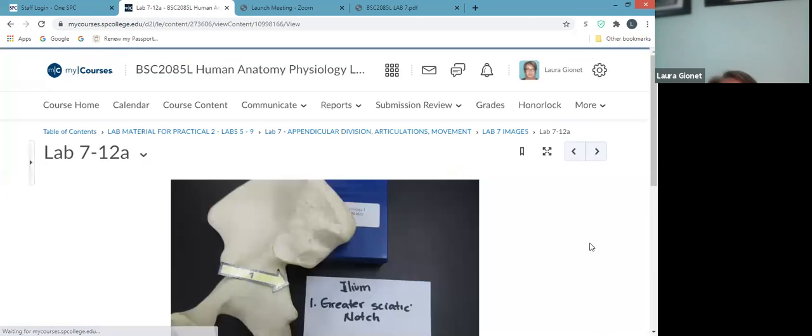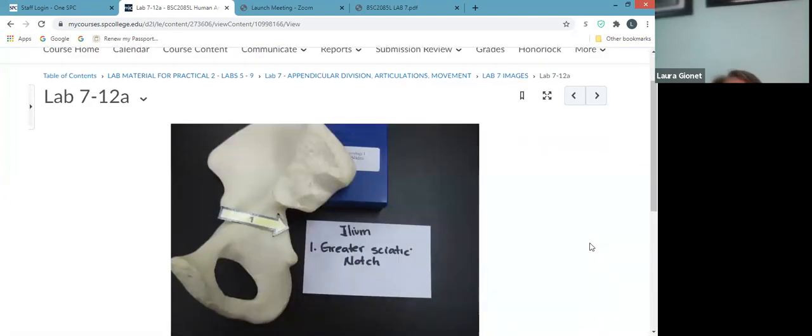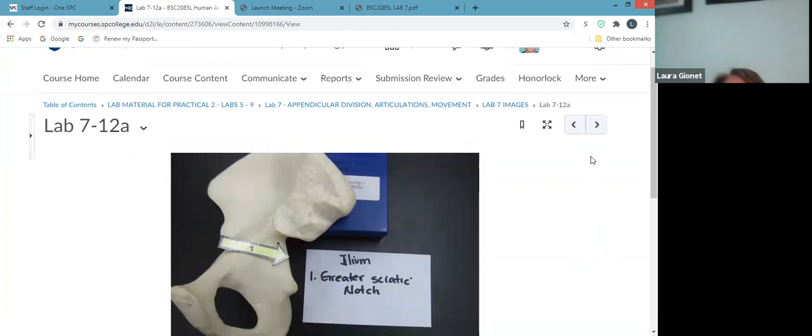for nerves. Right? So here you have the ilium. It's called the greater sciatic notch. I would try to point a little bit higher than that, but greater sciatic notch. P for passageway.